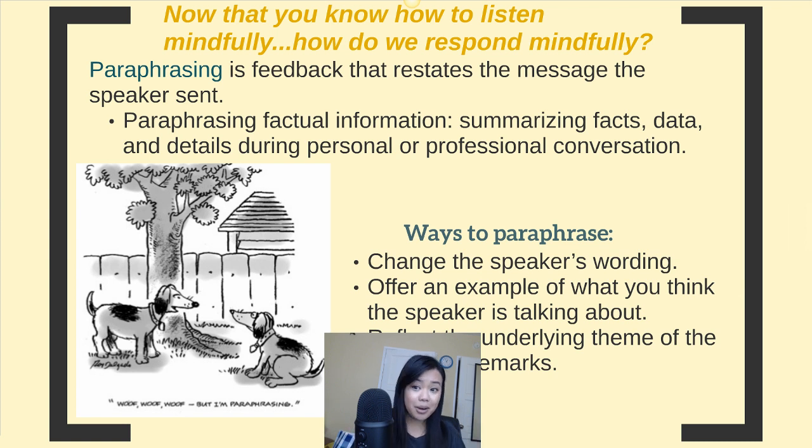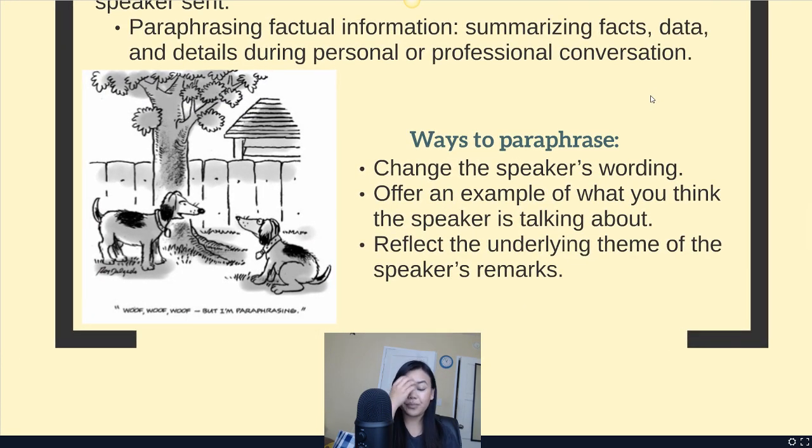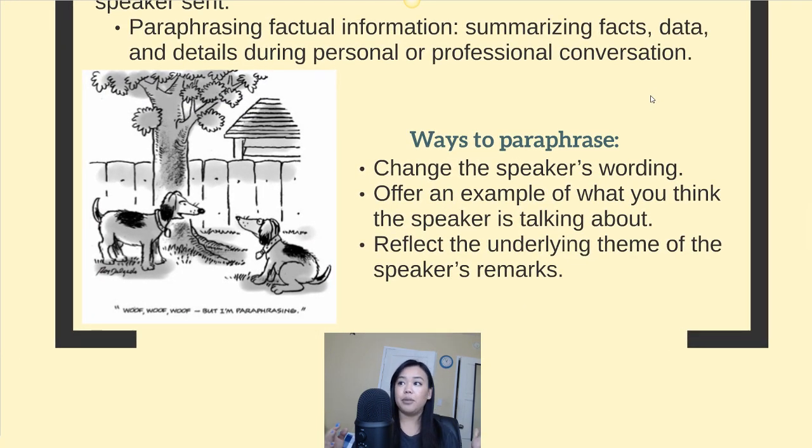And I also really want to give you the opportunity to correct me if I'm not right. And all of that selflessness on your part when you are engaging in paraphrasing really shines through to the other person, and it really solidifies a very strong, good, healthy interpersonal bond. So how do you paraphrase? You can change the speaker's wording, you can offer an example of what you think they're talking about, or you can reflect on the underlying theme.